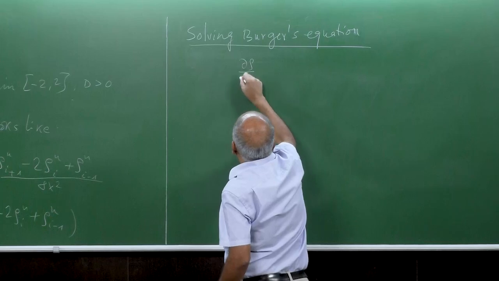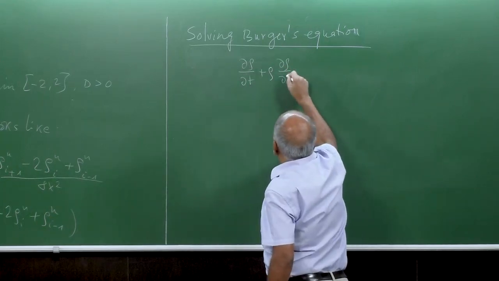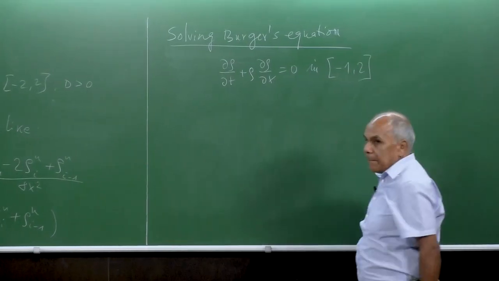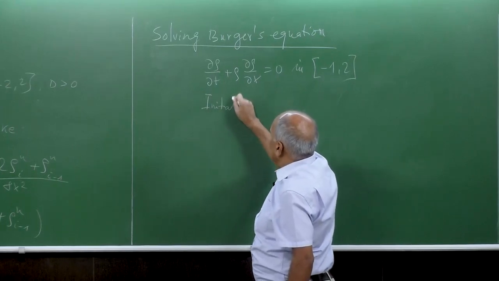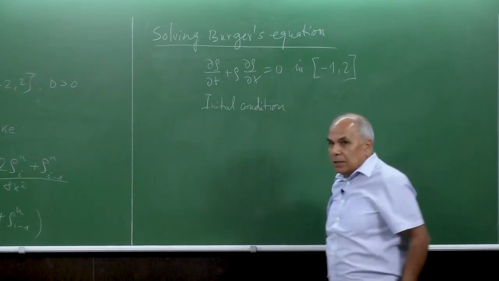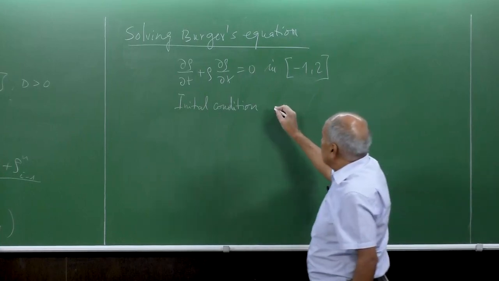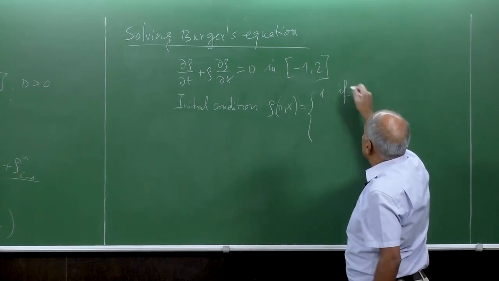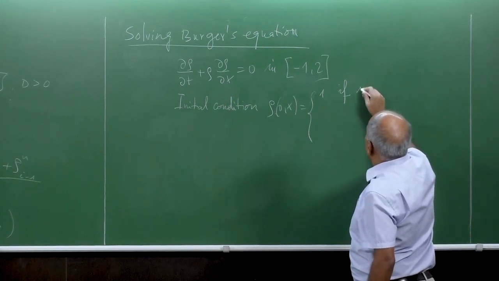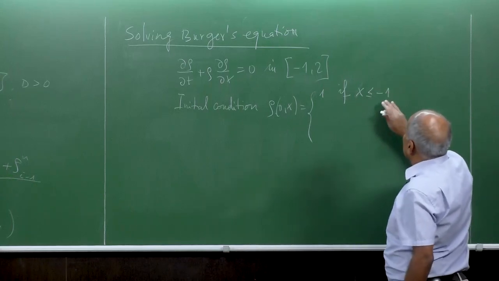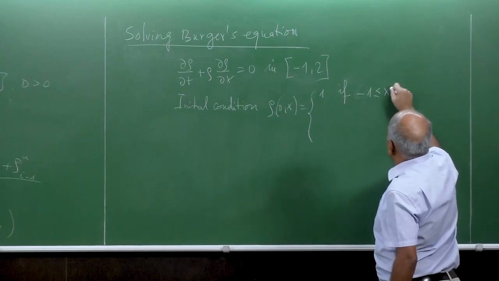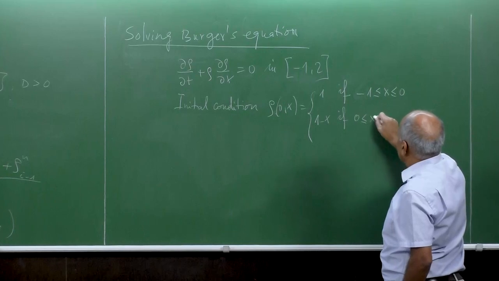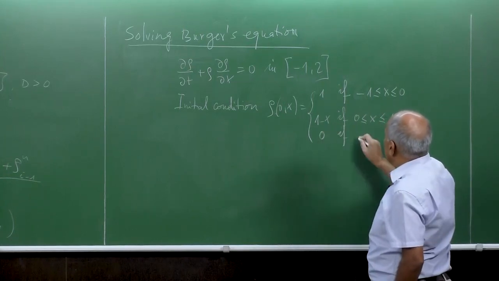The equation is del rho by del t plus rho del rho by del x is equal to 0. Now I consider the interval minus 1 to 2. For the initial condition, we have already seen that we have got some exact solution with this initial condition: rho of 0, x is equal to 1 if x is less than or equal to minus 1, 1 minus x if it is between 0 and 1, and 0 otherwise.